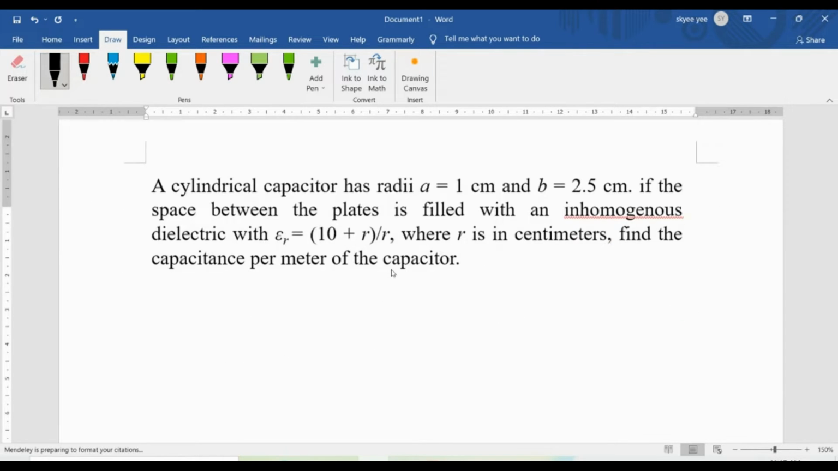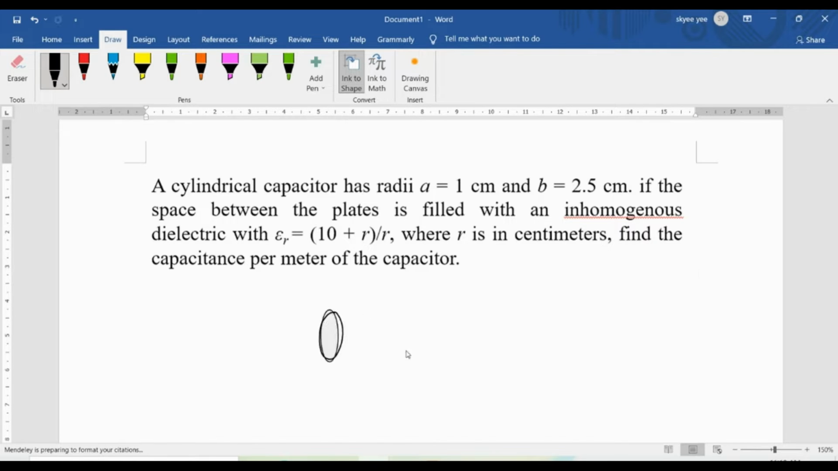Now you have a cylindrical capacitor. It has an inner radius and an outer radius. The space between the plates is filled with an inhomogeneous dielectric again. The dimensions A and B are in centimeters. Find the capacitance per meter of the capacitor. First of all, maybe we draw the capacitor.